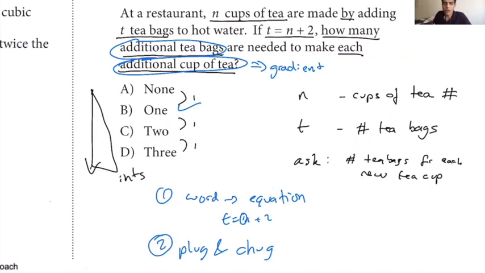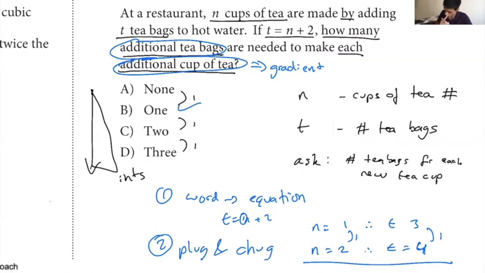Okay, so what do we mean by number of cups? There we go. Okay, perfect. Yes. Perfect. So you guys are getting it. So first we plug in n equals, let's say 1, and then we plug in n equals 2. Therefore, when n equals 1, t equals 3, and here t equals 4. So for each additional 1, there is 1 more tea bag. And then when you go through this process, you will realize, well, okay, that's the same thing as gradient. And so the method 1 just falls out of it.